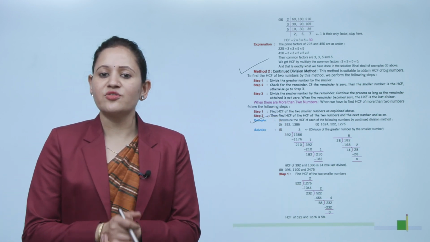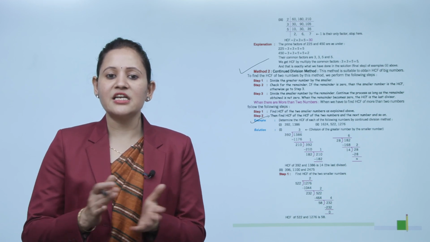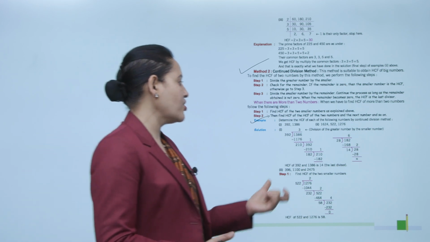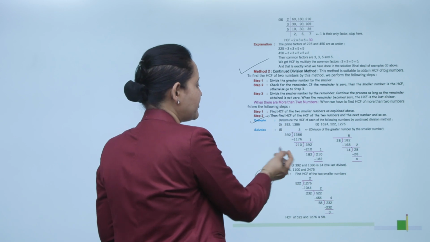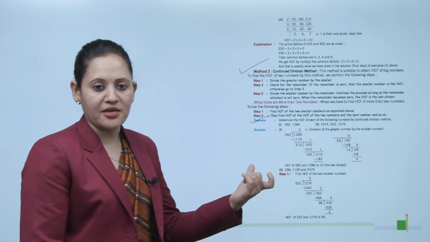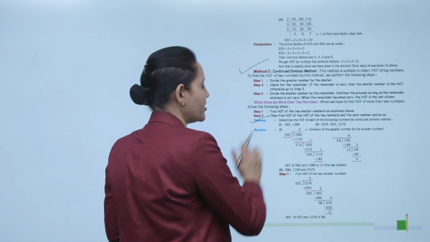Determine the HCF of each of the following numbers by the continued division method. So our numbers are 392 and 1386. We will divide the greater number by the smaller number. First, we divide 3 times, subtract, and get 210. Now 210 becomes the divisor and 392 becomes our new dividend.